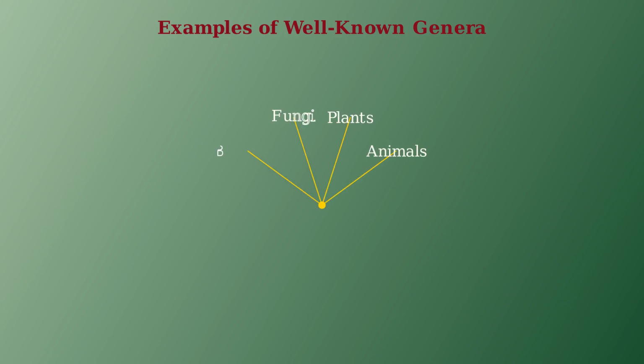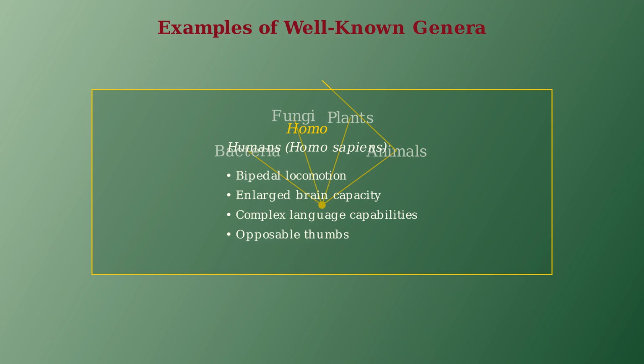Exploring well-known examples of genera across different kingdoms of life. Genera can be found across all major kingdoms of life, including animals, plants, fungi, and bacteria. The genus Homo in the kingdom animals includes humans, Homo sapiens. Members of this genus share characteristics like bipedal locomotion, enlarged brain capacity, complex language capabilities, and opposable thumbs.